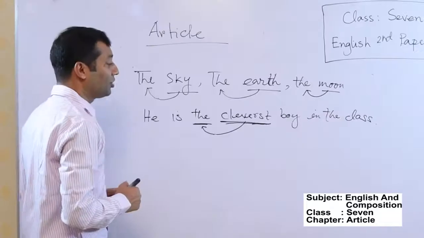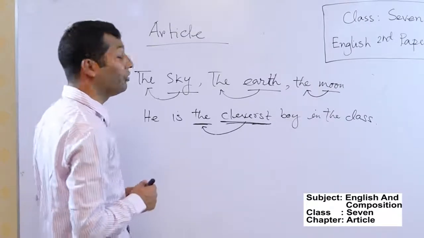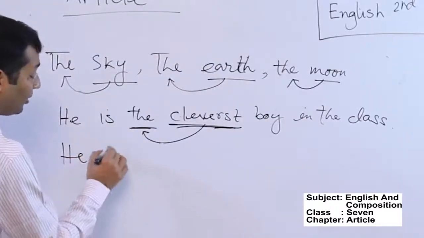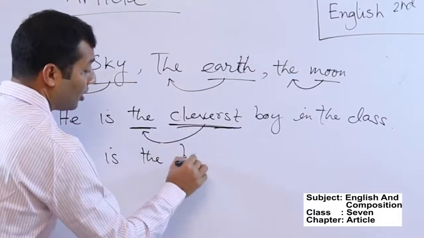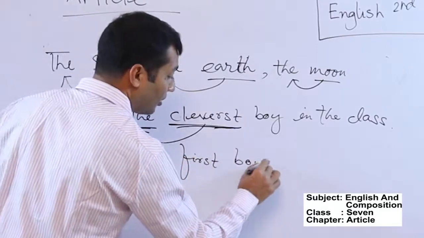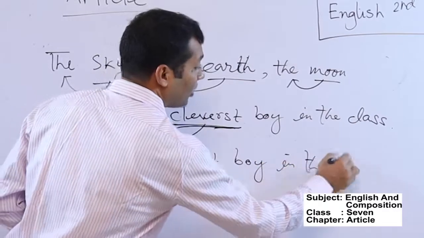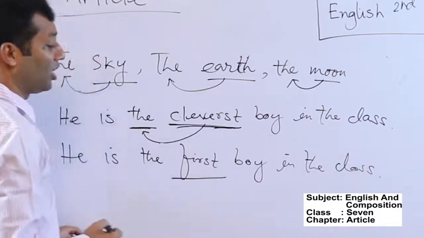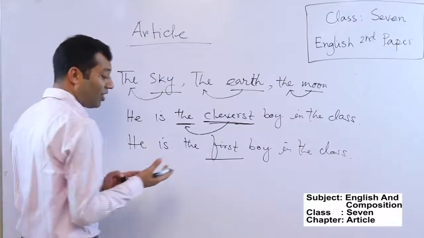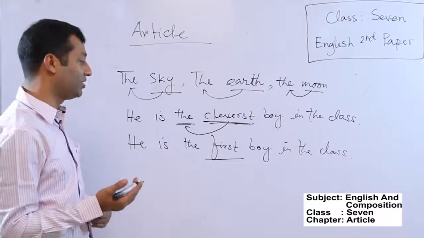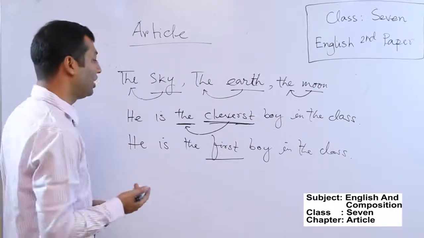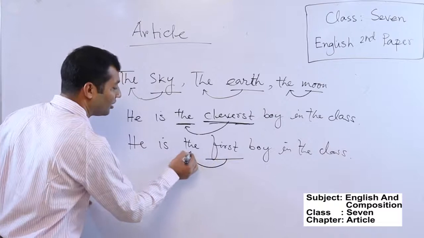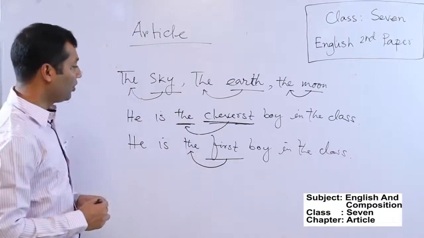Now another rule, sometimes you need to use the article the. You must use the article the before an ordinal number. For example, he is the first boy in the class. So look here, the word first is an ordinal number. So before the ordinal numbers first, second, third, fourth, fifth, sixth, seventh, 10th, 11th, 50th, these are called ordinal numbers, and these ordinal numbers always take the article the before them. I hope you have understood.